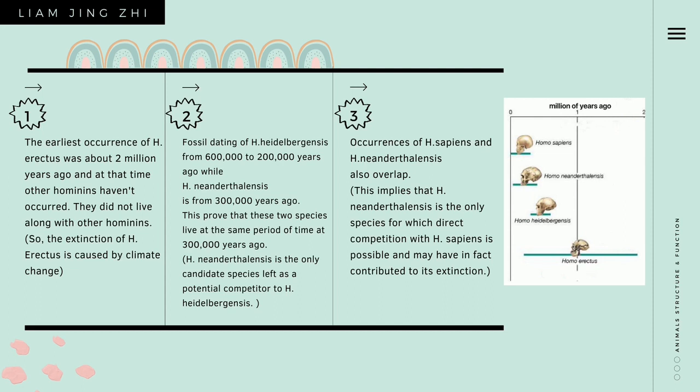Studies have shown that the fossil dating of Homo heidelbergensis and Homo neanderthalensis overlap, meaning that they lived at the same period of time. So in this case, Homo neanderthalensis is the only candidate species left as a potential competitor to Homo heidelbergensis. Besides that, the occurrence of Homo sapiens and Homo neanderthalensis also overlap, meaning that Homo neanderthalensis is the only species for which direct competition with Homo sapiens is possible, and this competition may in fact have contributed to the extinction of Homo neanderthalensis.